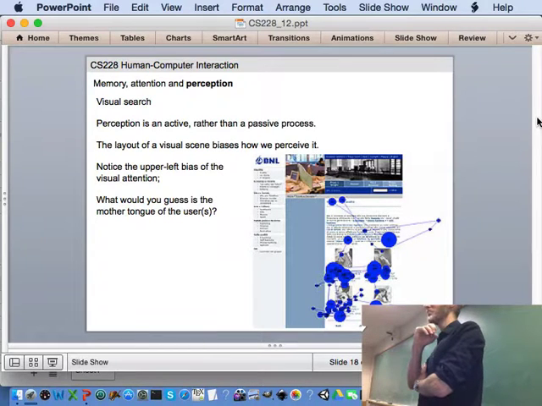Where did they spend most of their time? On the pictures, and on the pictures near the captions. So they were probably looking at the picture and reading the captions. Then what?